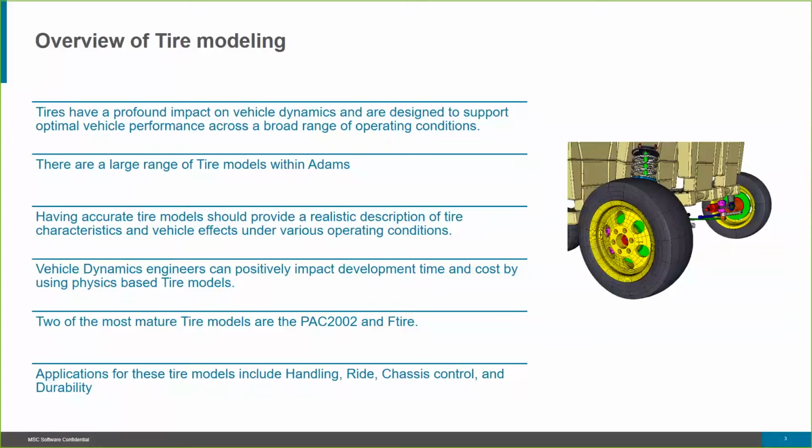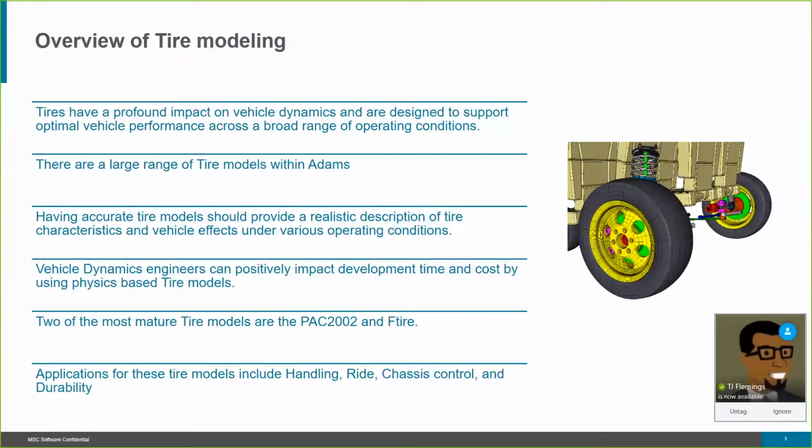Effect on the performance of the vehicle dynamics of a vehicle, under a broad range of operating conditions. So this can include handling and ride and durability and chassis controls as well. And there's a broad range of different tire models within Adams, and we're going to just touch upon those tire models. But the focus, again, like I mentioned, is going to be on the PAC2002 and FTire.